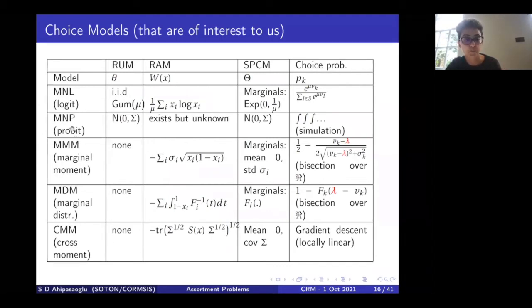The first one is the MNL model, of course, and the second one I said is the MMP, which we don't know. We only know its existence. But the third one is an interesting model, which is the marginal moment model. So in this case, the only information we have is about the distribution of the epsilon.